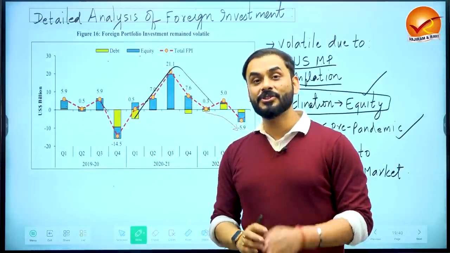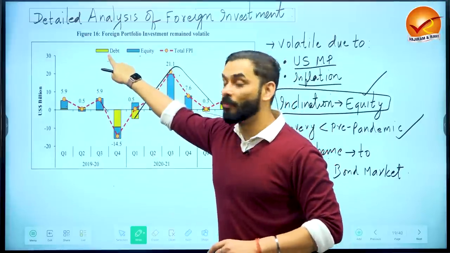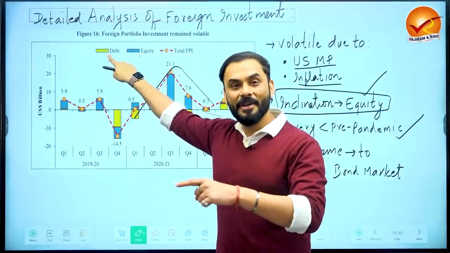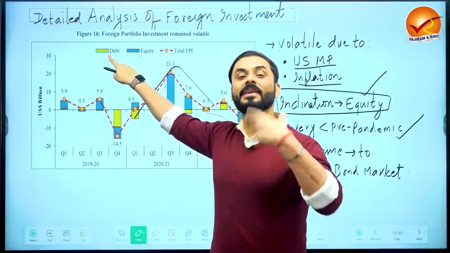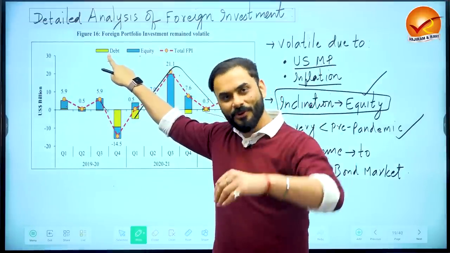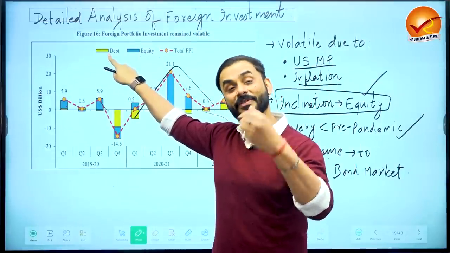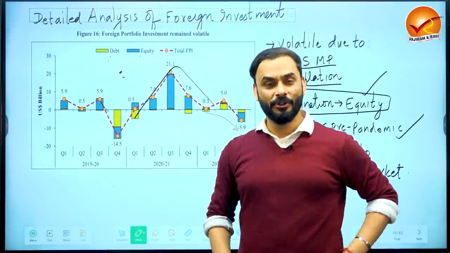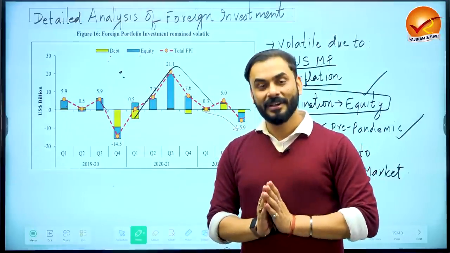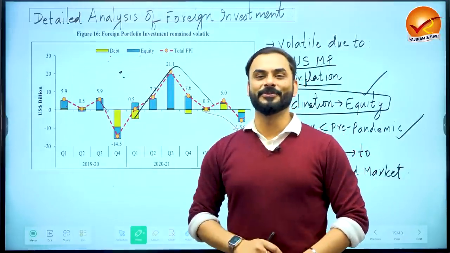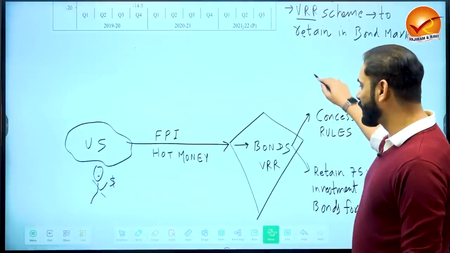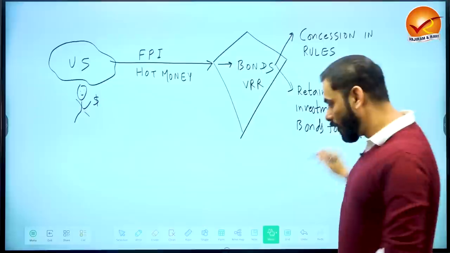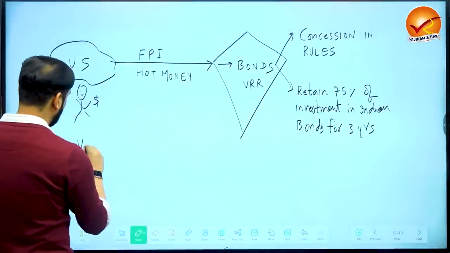Now, the government of India is trying to motivate them to buy more bonds. And when they buy bonds, the government is telling them that if you put your money in India for 3 years, we will give you a lot of concessions. For you, rules and regulations would be simple. We would not trouble you and torture you. So see what the Government of India has been doing. The Government of India has launched a scheme called the voluntary retention route.